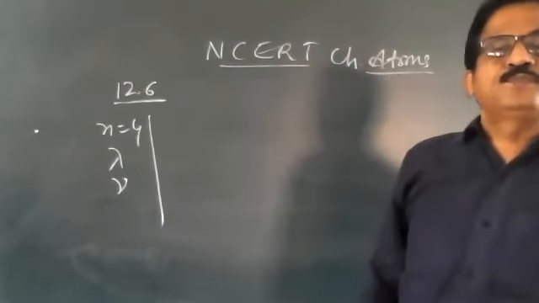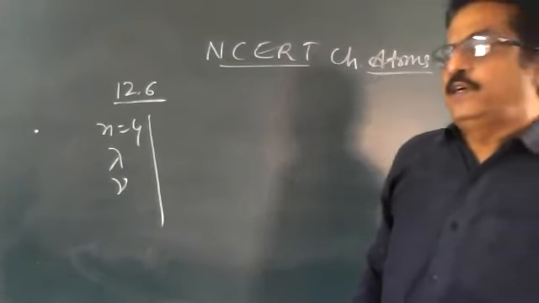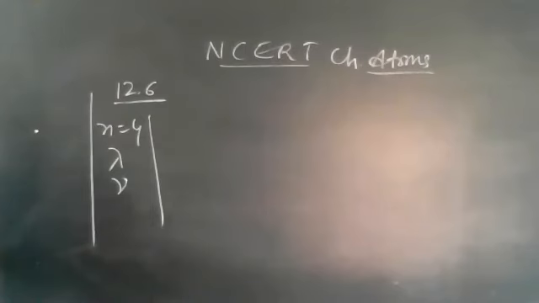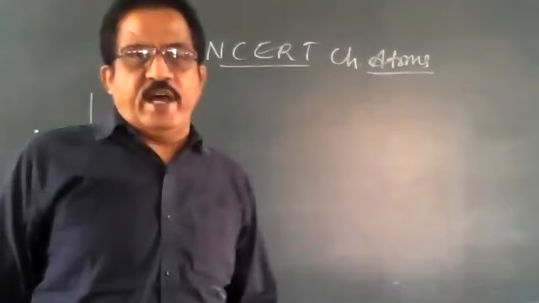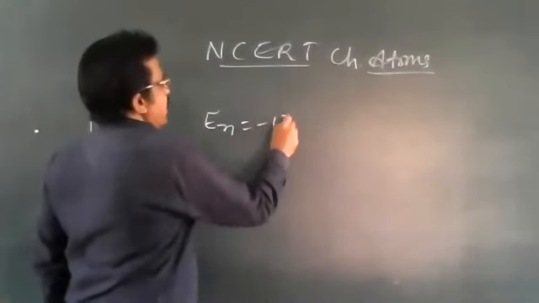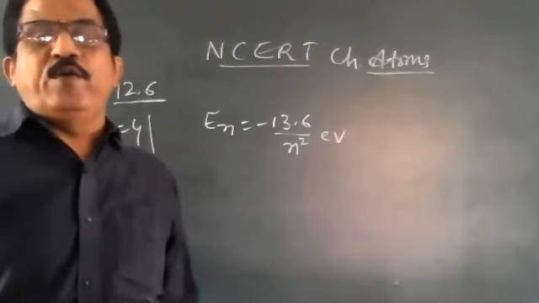Now, yes, write down. I know the formula for the energy of an electron in the nth orbit of the hydrogen atom. That formula we had derived: En is equal to minus 13.6 divided by n square electron volt. This formula we know very well.